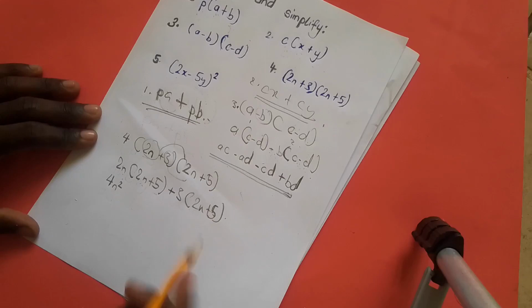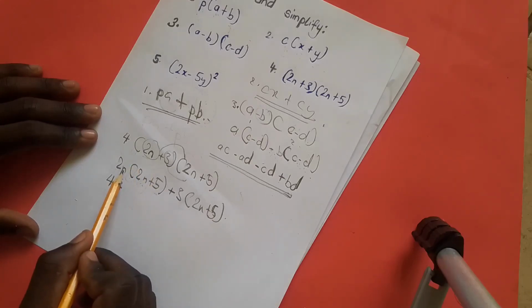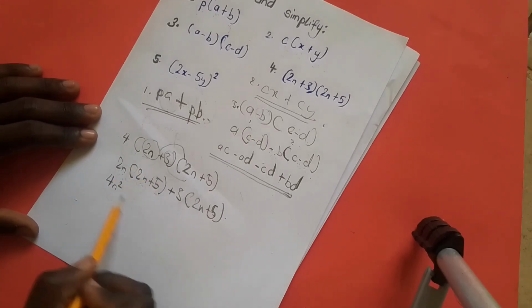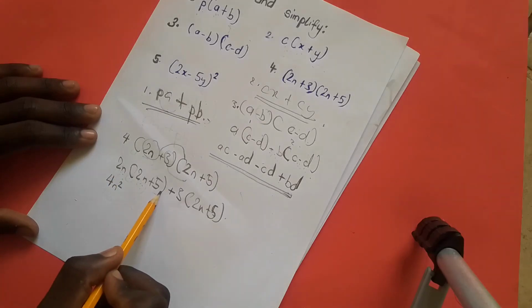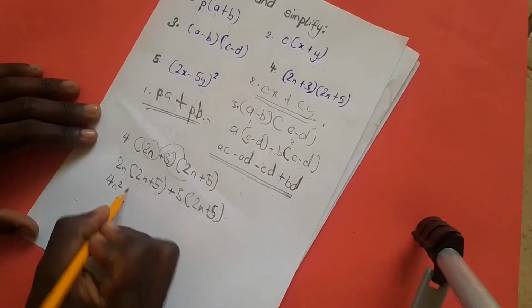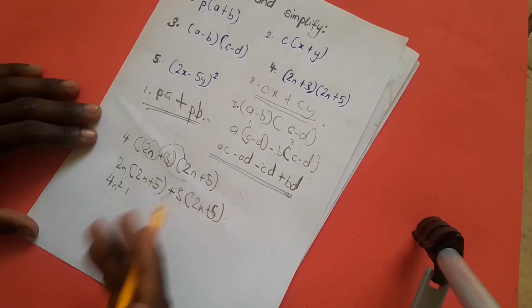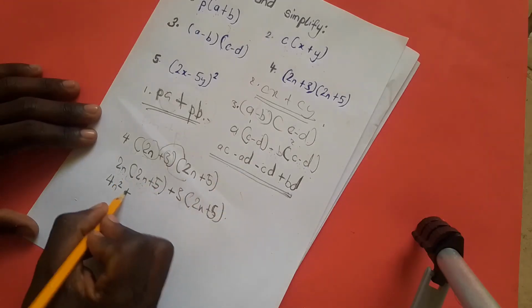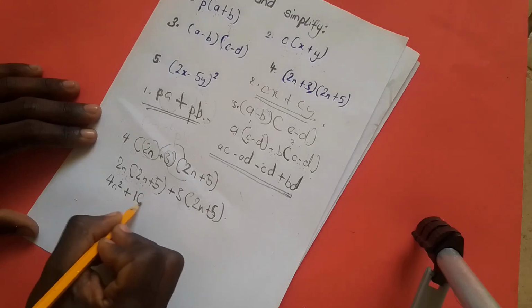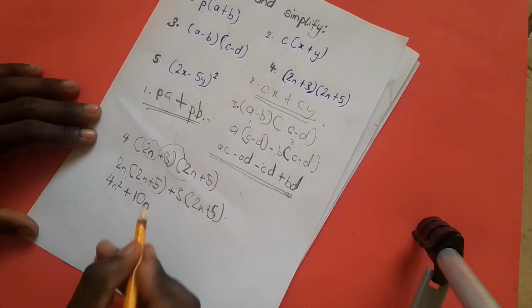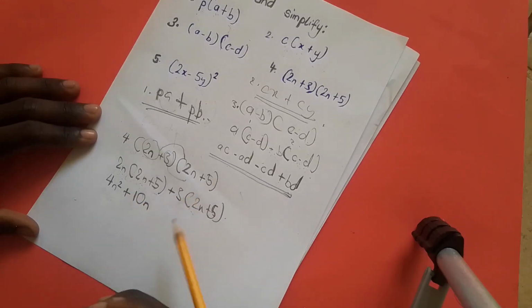4n squared. Then 2n times positive, this is plus 5. So 2n times 5 is going to lead to what? 10n. Because 2 times 5 is going to lead to 10. n times 10 is going to be 10n.